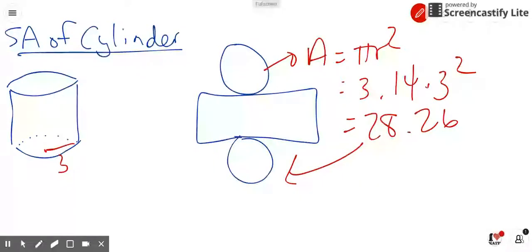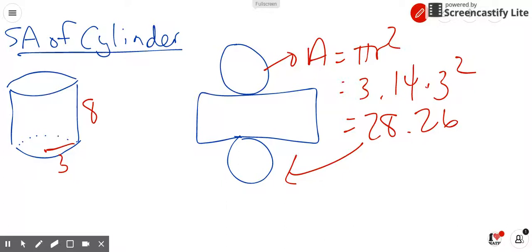Now let's talk about the rectangle, because this is the harder part. We're going to need to know the height, just like with anything else. We're going to be given the height. So let's say here that the height is 8. Now we need to understand what part of the rectangle is the height.